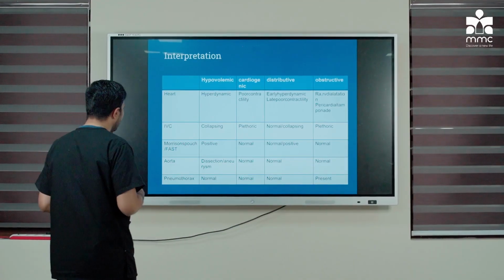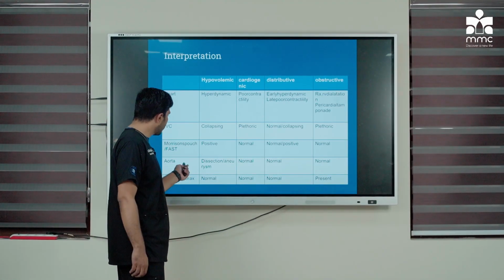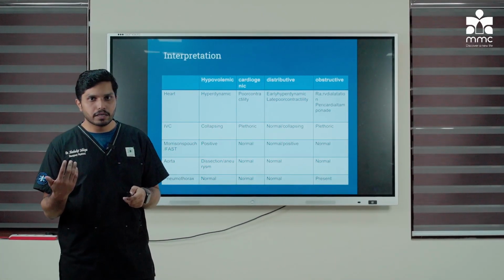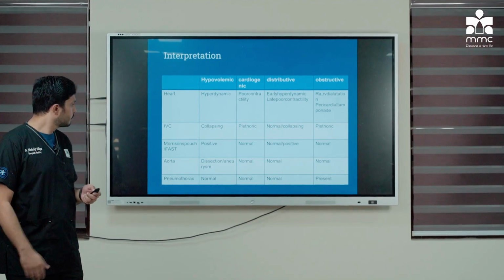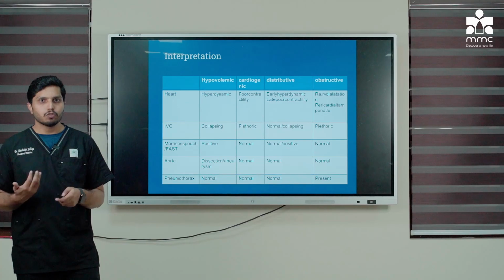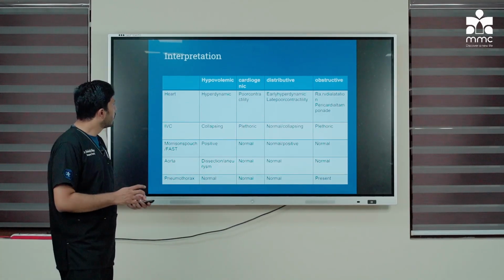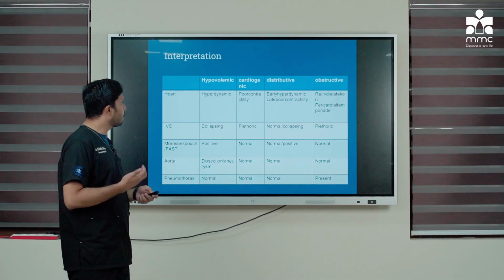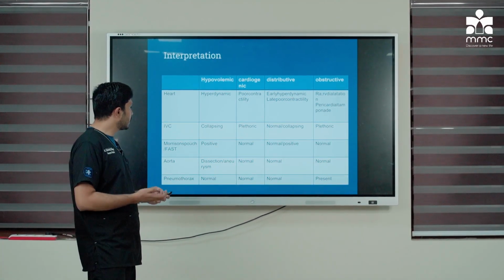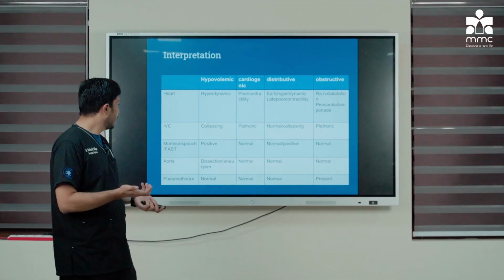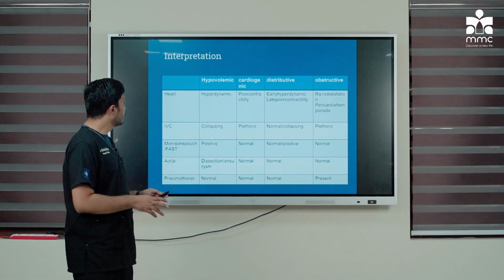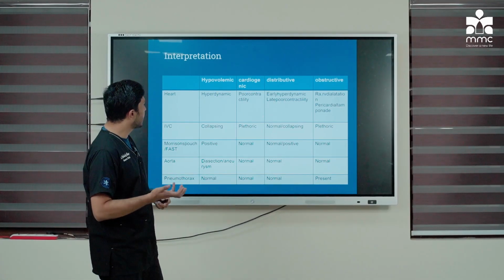And the aorta, in a hypovolemic shock we have to look for dissection or aneurysm, that also will lead to the hypovolemic state. And when we are looking for pneumothorax, we will not get any pneumothorax in a hypovolemic type of shock. In cardiogenic shock, in the heart we will get poor contractility, the IVC may be plethoric, Morrison's pouch may be normal, and the aorta will be normal, and we can identify pneumothorax in cardiogenic shock. So then we will call this a cardiogenic type of shock.